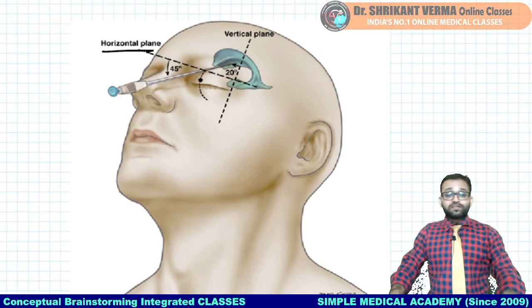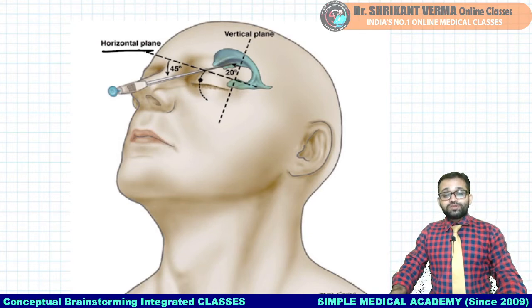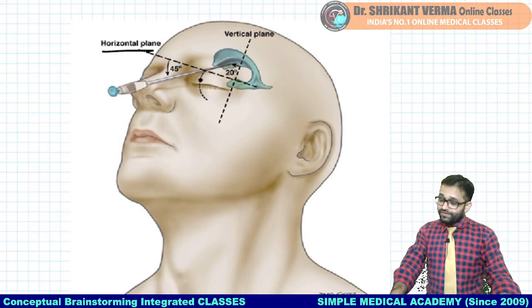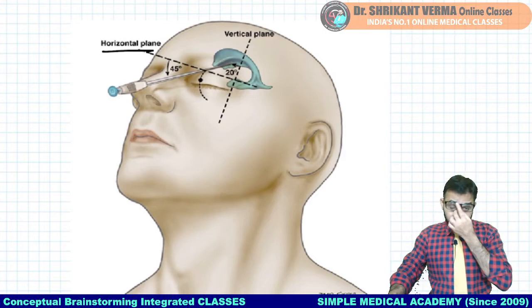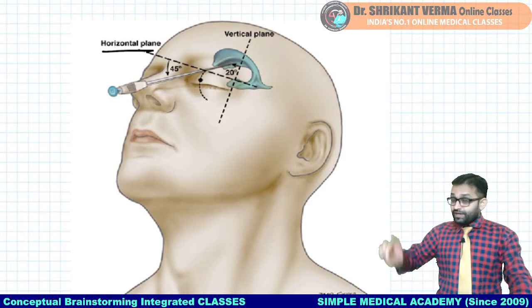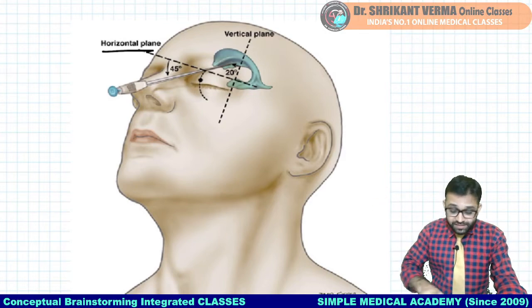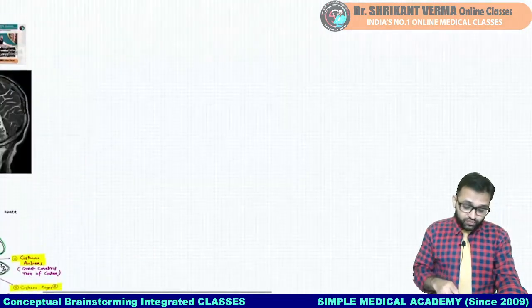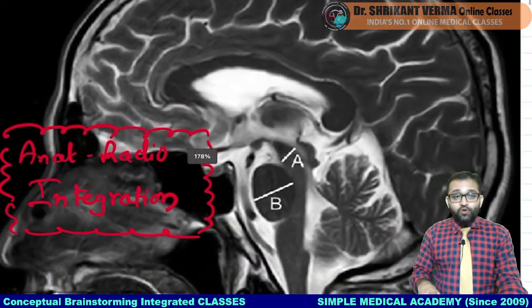So these all are our different details about the ventricles. We had completed the meninges, CSF, and this was about the ventricles with proper integration to radiology. Hope you all enjoyed the class.